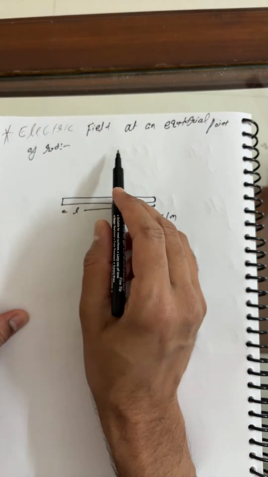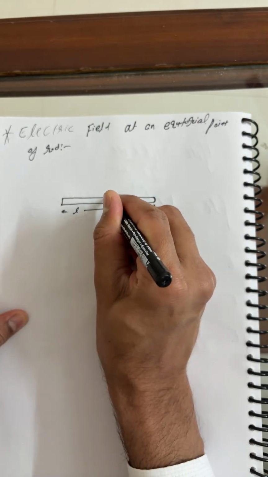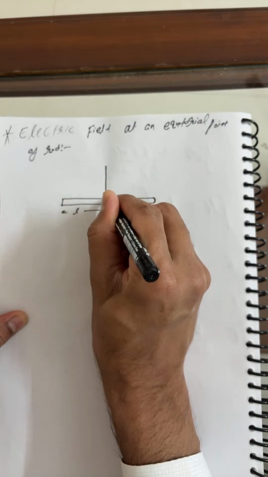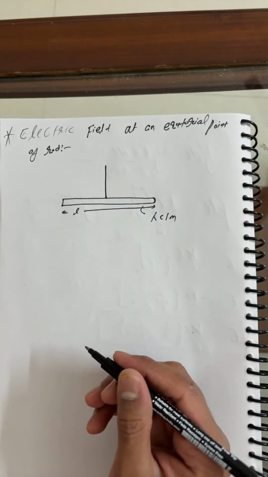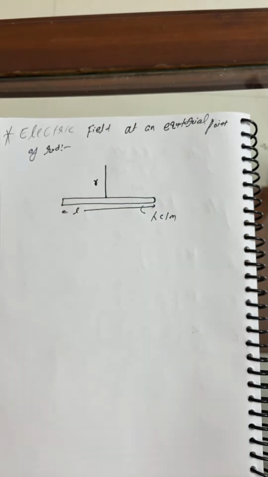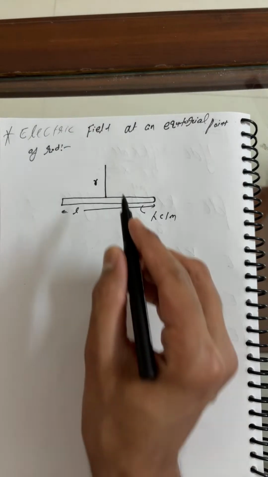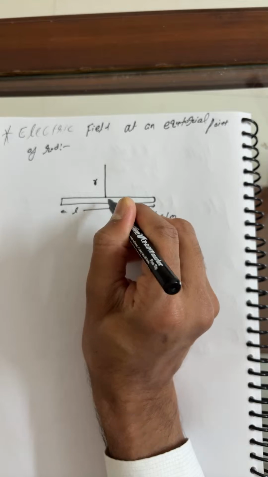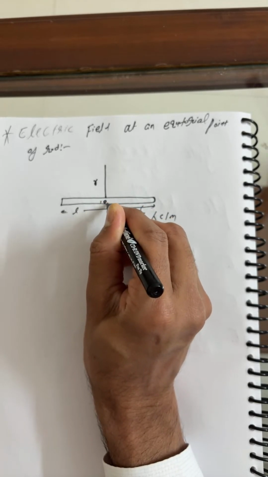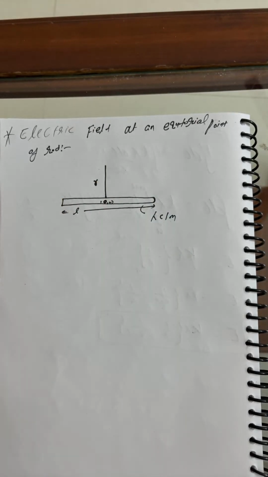Here, we wish to find the electric field at an equatorial point. It's the origin point, and we wish to find the electric field here only, at any random point. This is R. The approach remains the same here also. You can take the origin point as 0, 0, so this is minus L by 2 and this is plus L by 2.